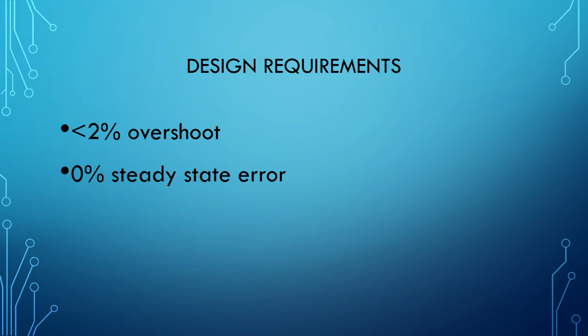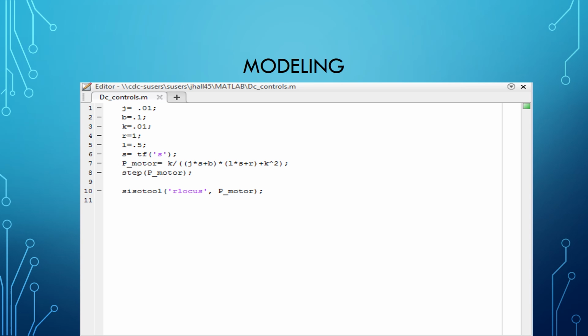Next, I've uploaded a snip of my code so you can see the constants that went into the transfer function from J down to L. Then you can also see the transfer function, which I had two previous slides ago, which are in the P motor. And finally, the two functions I used to graph this response, which was the step and the sisotool.